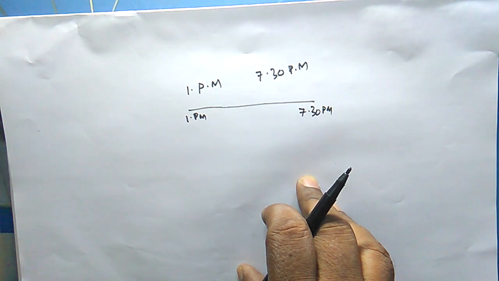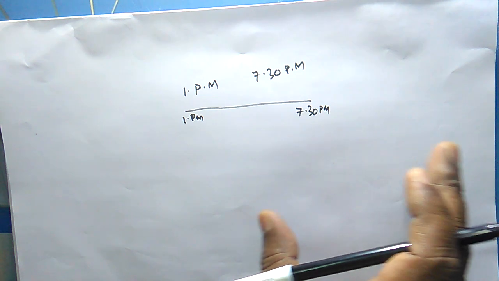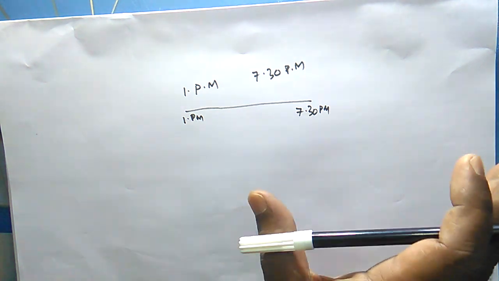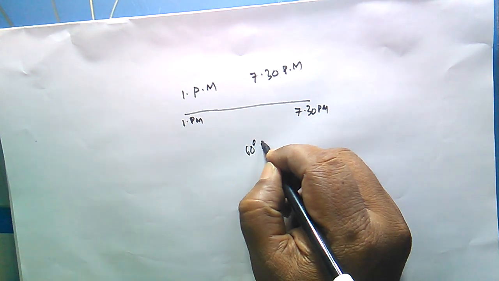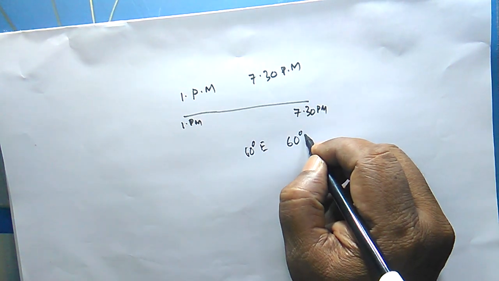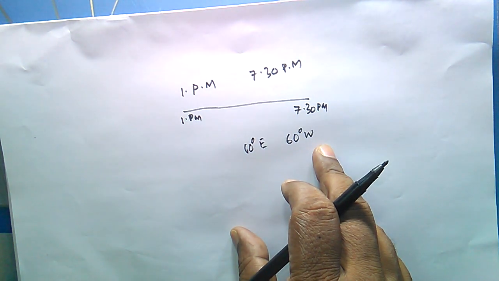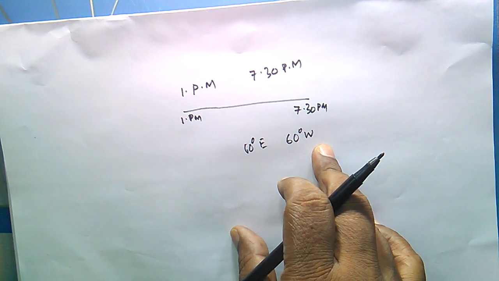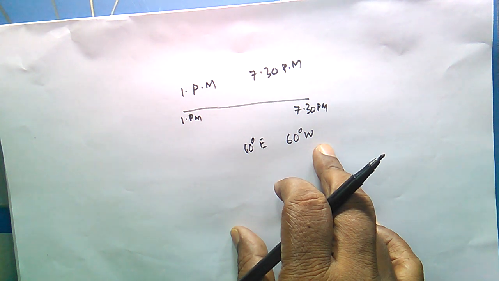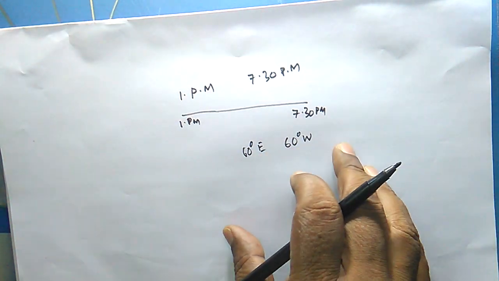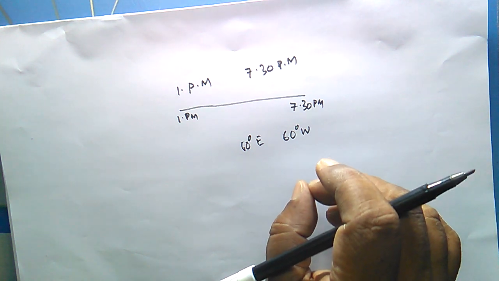Now, in very rare cases, sometimes you may find two times given, but the longitude is not mentioned. Longitudes are always in the east or west, for example, 60 degree east, or it could be 60 degree west. Whenever east or west is written, it means that it is a longitude. But sometimes no longitude is given. Remember one thing, if no longitude like east or west is mentioned, you have to read the sum very carefully. अच्छी तरह से पढ़ के देखो.